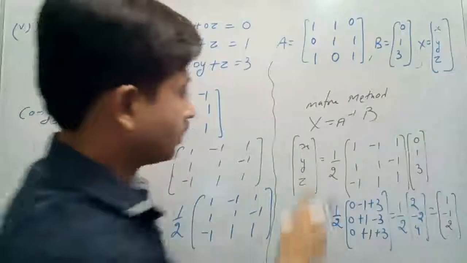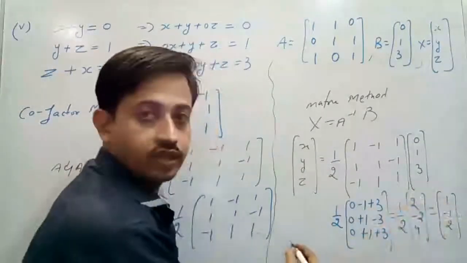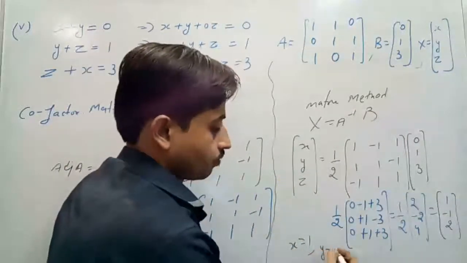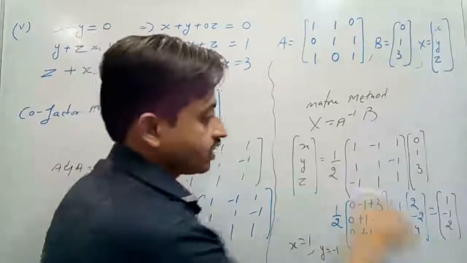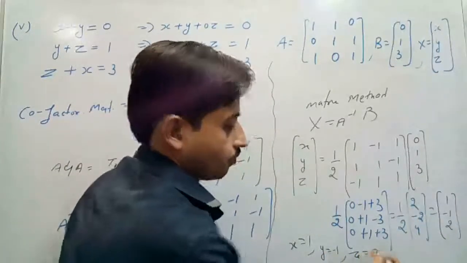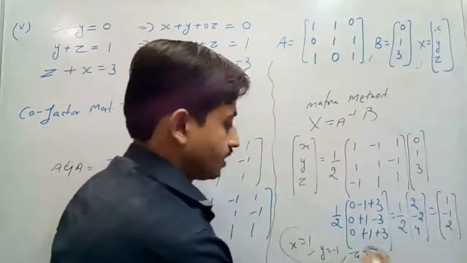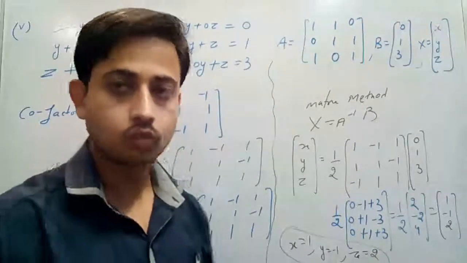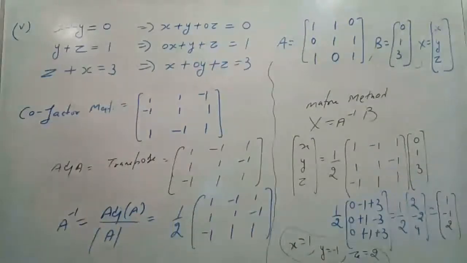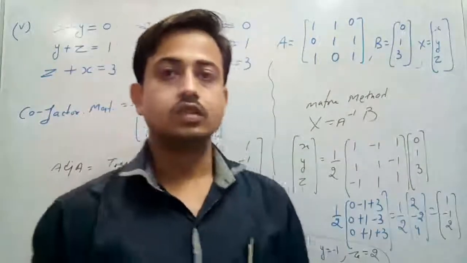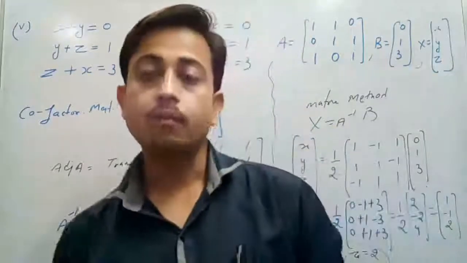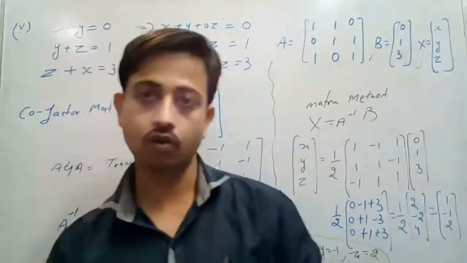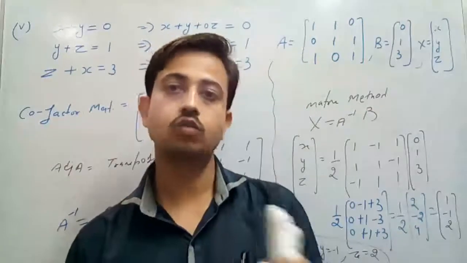Now do the comparison. What's the value of x? 1. So we get x is equal to 1. What's the value of y? Minus 1. What's the value of z? 2. So we get x is equal to 1, y is equal to minus 1 and z is equal to 2. So I am going to verify that the answer is correct. So now we have completed question number 4. You have to do all the questions, 1 to 4.